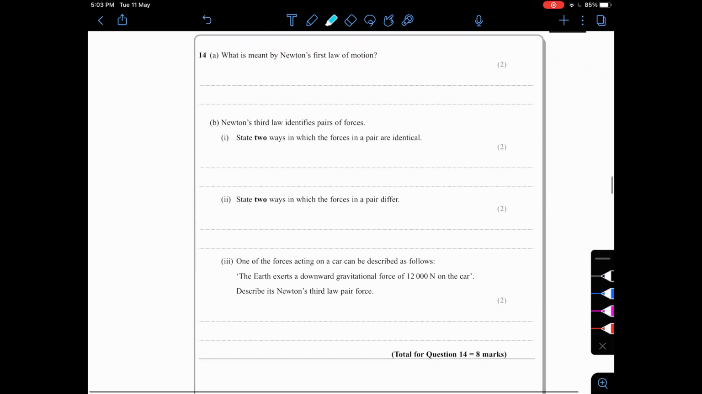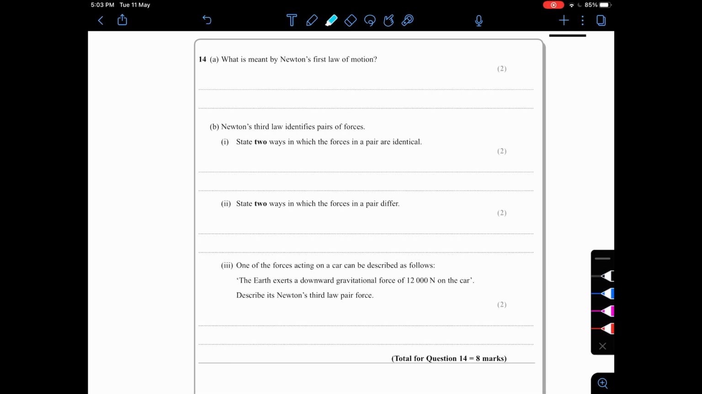Next part. What is meant by Newton's first law of motion? Now, there are a lot of definitions for it. You can remember the textbook definition, which is: a body at rest or moving at constant speed in a straight line will remain at rest or keep moving in a straight line at constant speed unless it is acted upon by a force.